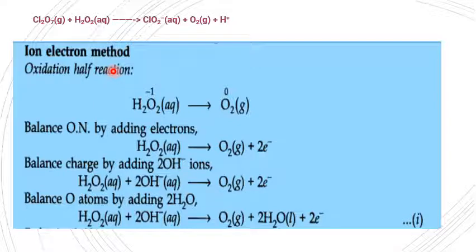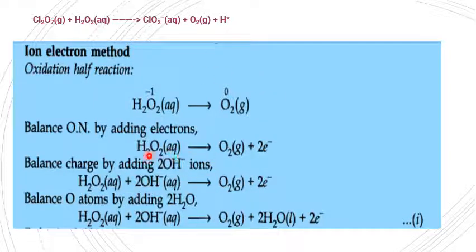First, let's take the oxidation half reaction. See here, H2O2 gives you O2 in the gaseous state. Now you can check here: in peroxide, the oxidation state of oxygen is -1, and it undergoes a change to 0. So for one atom it is 1 electron change, for 2 atoms it is 2. So now balance the oxidation number by adding the electrons on the product side.